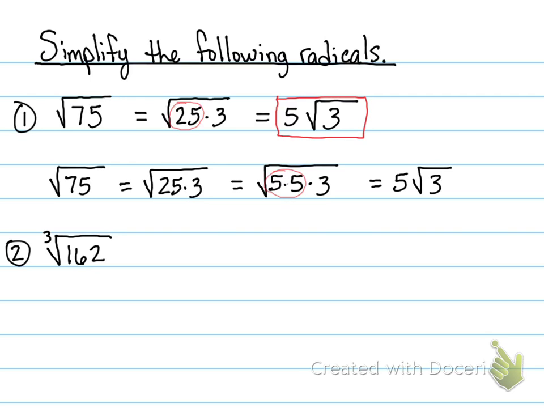largest perfect cube that's a factor of 162, or we can write down the prime factorization of 162, and with the index being 3, we're not looking for 2 of the same factor, we're looking for 3 of the same factor, right? So either process that you want to use is perfectly fine. Again, the way that I like to do it is try to find the largest perfect cube that is a factor of 162.